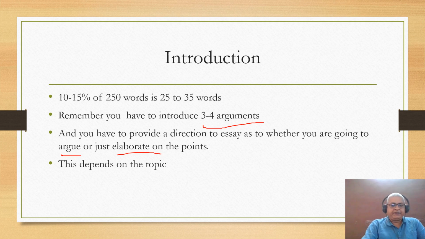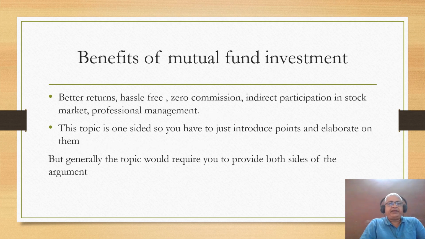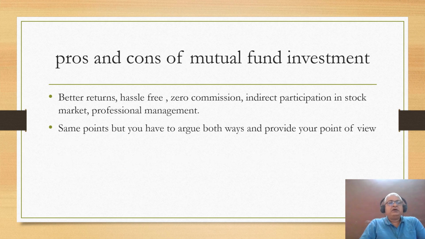So it all depends on the topic, right? For example, benefits of mutual fund investment. So better returns, hassle-free, zero commission, direct participation in the stock market, professional management. So here, this is a one-sided topic. So you need to introduce your points and elaborate on them. But generally, the topic would require you to argue, to provide both sides of an argument, right? So again, pros and cons of mutual fund investment, right? So better returns, hassle-free, zero commission, and direct participation. So the same points are there, but you need to argue both ways and provide your point of view. That is the basic thing.